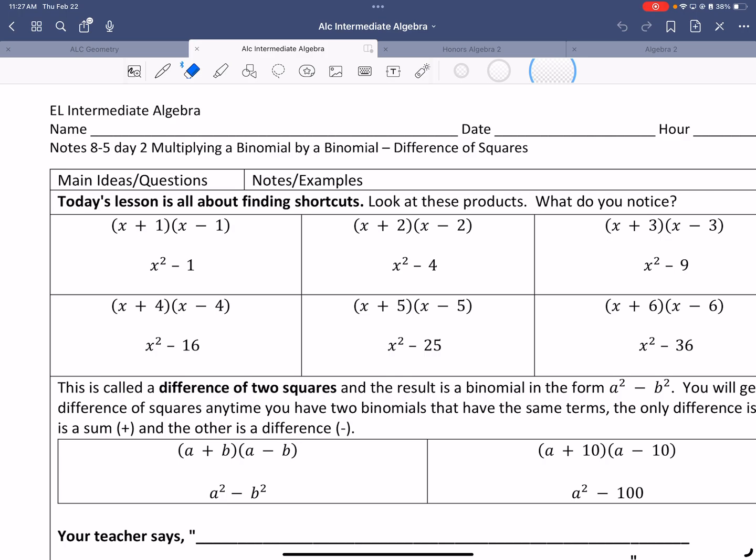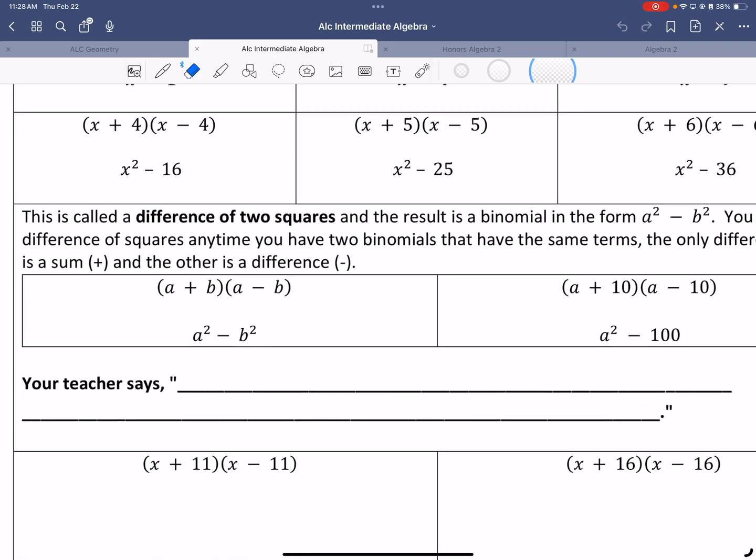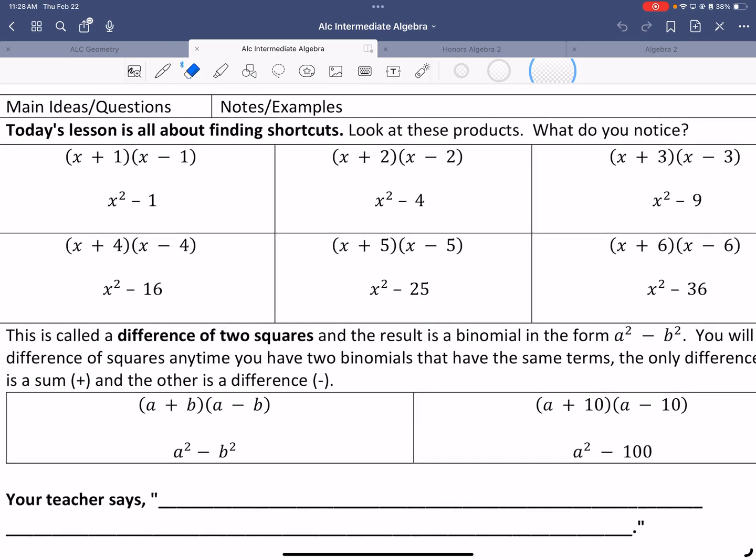Today, and actually the next 2 days, are really about this: you can do things the exact same way we did yesterday. You can use the box method, and the box method will work every single time. But there are some shortcuts that make things just a little bit faster. If you can pick up on the shortcuts, great, that's going to be a benefit to you. If you can't, that's okay too, because you can always use the box method. You were really comfortable with the box method yesterday and did a nice job with it.